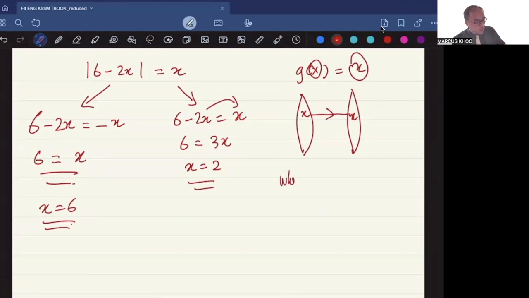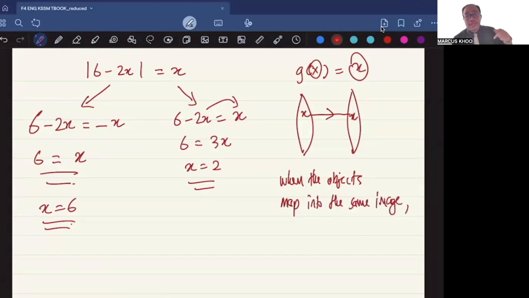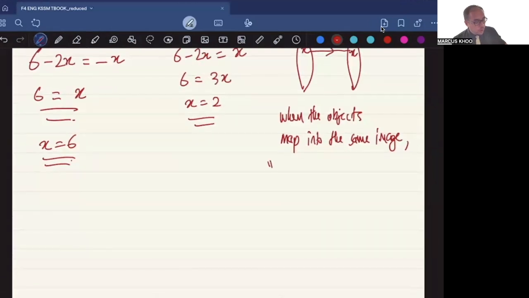So when the objects map into the same image, it means the object and the image are the same. We say this is what we call the object maps onto itself. This is what it means.